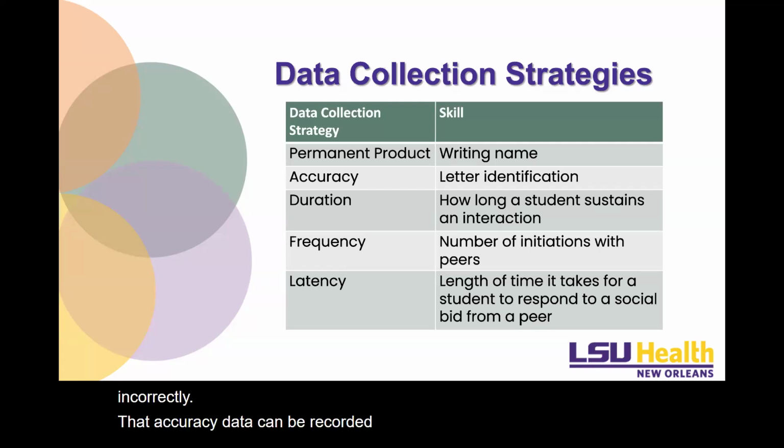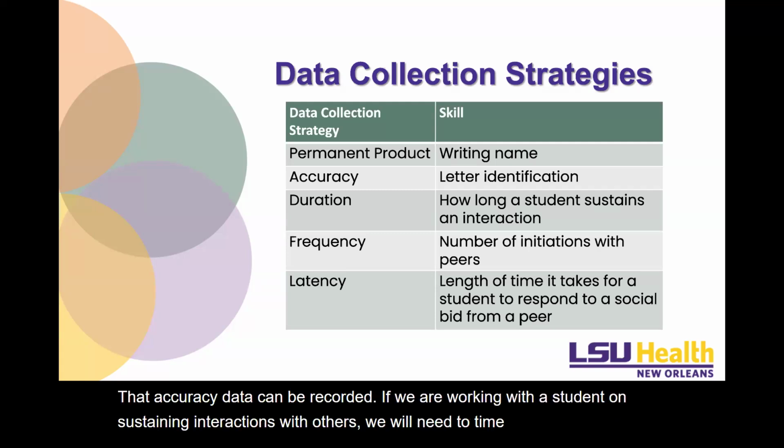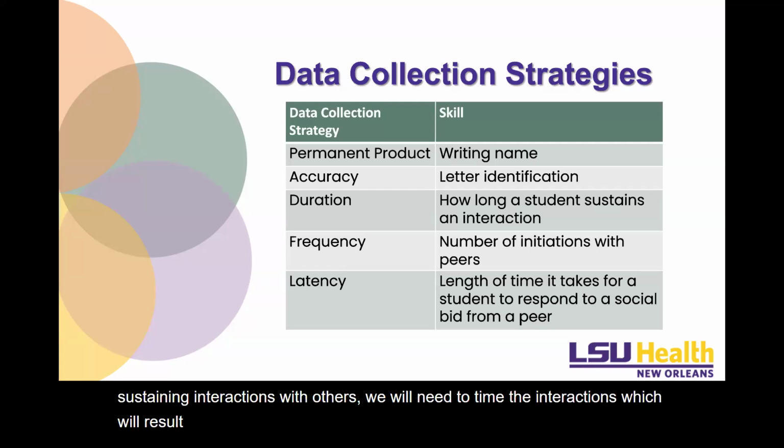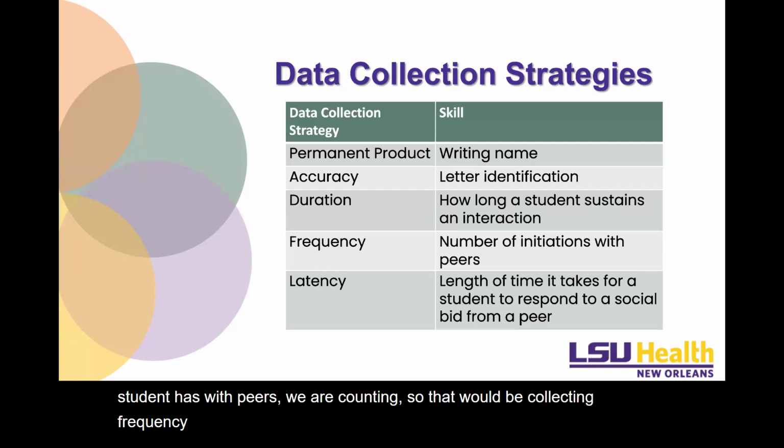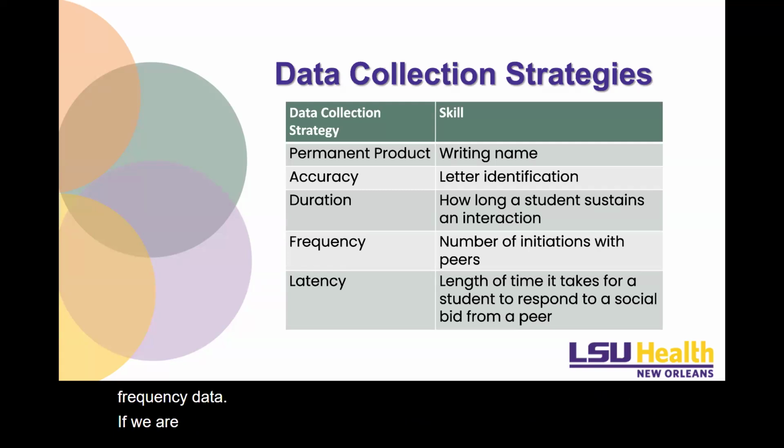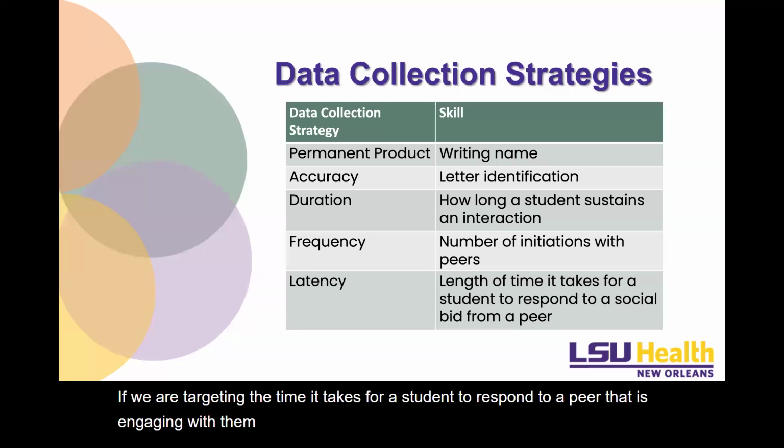If we are working with a student on sustaining interactions with others, we will need to time the interactions, which will result in duration data. If we are looking at the number of initiations a student has with peers, we are counting, so that would be collecting frequency data. If we are targeting the time it takes for a student to respond to a peer that is engaging with them socially, we will record latency data.